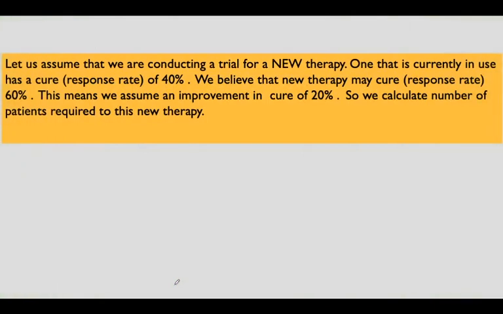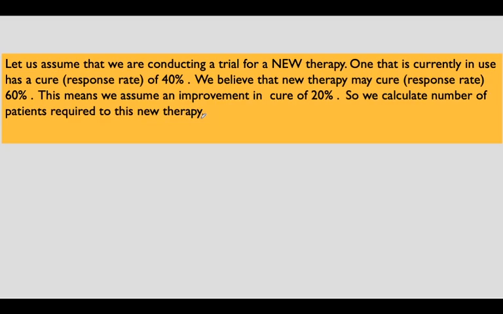So let's assume that we are conducting a trial for a new therapy. The one currently in use has a cure or response rate of 40%; 40% of patients recover. Now we believe that the new therapy may have a cure response rate of 60%. This is our estimated response value. We just assume this value. This means we assumed an improvement in cure of 20%. That is the first D of DRAP. So we calculate the number of patients required for this new therapy.